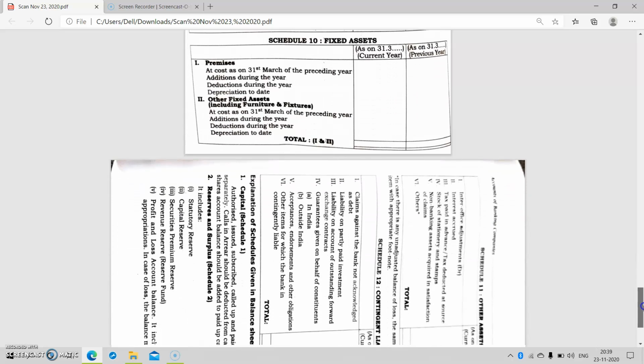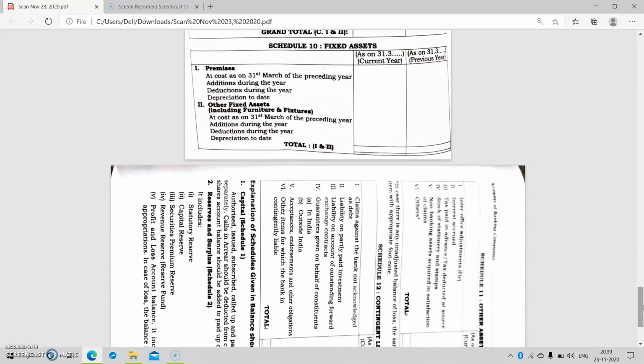And now Schedule 10, fixed assets, that is premises, that is which all fixed assets that the banking company is using for the banking business, that you can show at cost, additions during the year, deductions during the year, depreciation to date. Usually how we show the different assets, like that you can show. And any other assets including furniture and fixtures can be shown.